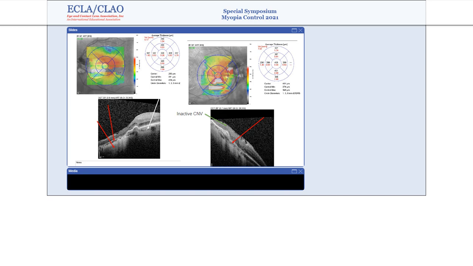Thank you so much, Dr. Kang. Our last speaker is Dr. Ian Flitcroft, who is our Oliver Dabezies MD lecturer, and the title of his lecture is Myopia Control, Think Before You Act.